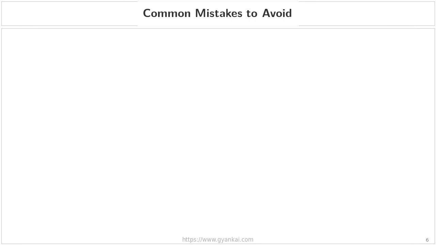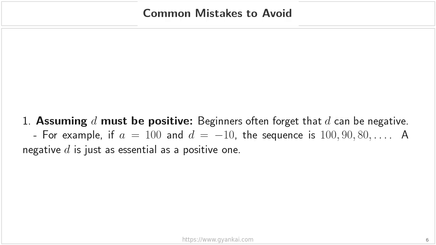Common mistakes to avoid. First, many beginners fall into the trap of assuming that the common difference, which we call D, must always be a positive number. Remember, D represents the change between terms, and that change can certainly be downward. For instance, if our first term, A, is 100, and our common difference, D, is negative 10, our sequence would be 100, 90, 80, and so on. A negative D is just as vital to defining an AP as a positive one. It simply tells us the sequence is decreasing rather than increasing.